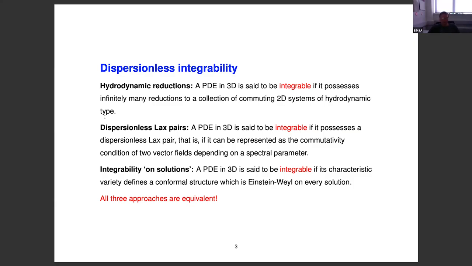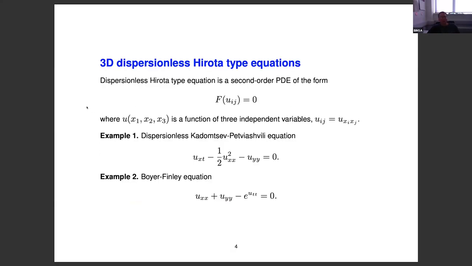All right, so let me start with Hirota type equations in three dimensions. So these are equations of this kind, just a single relation connecting second order partial derivatives of a function of three variables. So you have u_x1x1, u_x1x2, u_x1x3, six partial derivatives altogether, and there is a relation connecting them.